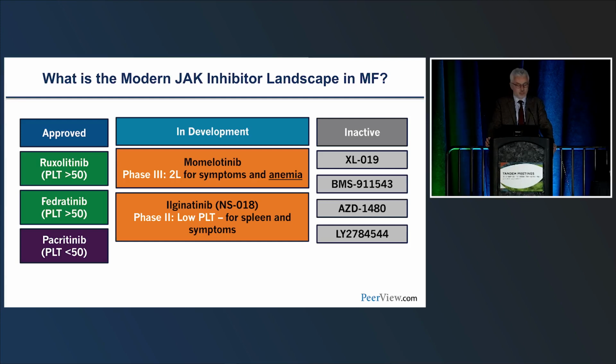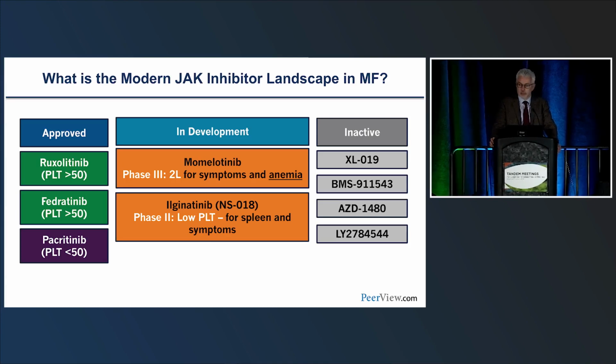And talking today about myelofibrosis, we now have 3 approved JAK inhibitors, as you can see on the left side of the slide. Ruxolitinib 2011, fedratinib 2019, and about a month ago, pacritinib. And of course, pacritinib is different because, as you see, it is approved for patients with platelets below 50. It's a non-myelosuppressive JAK inhibitor.